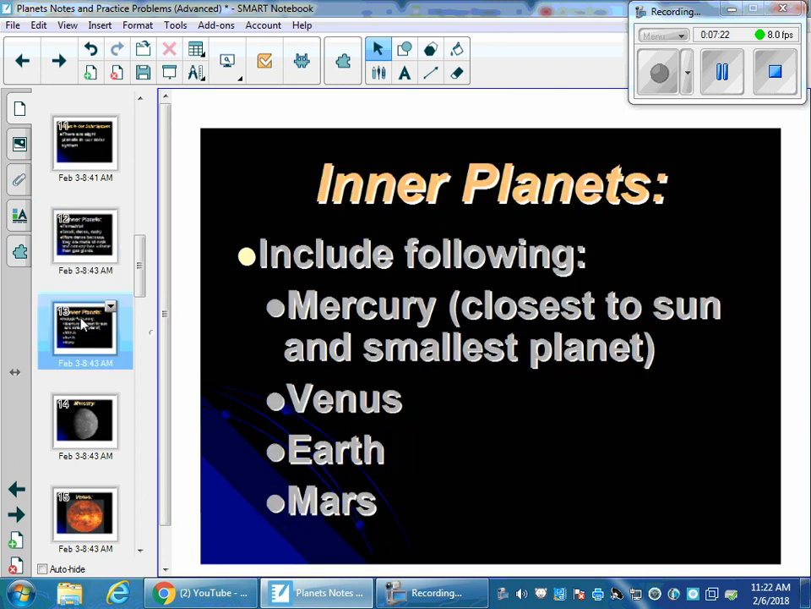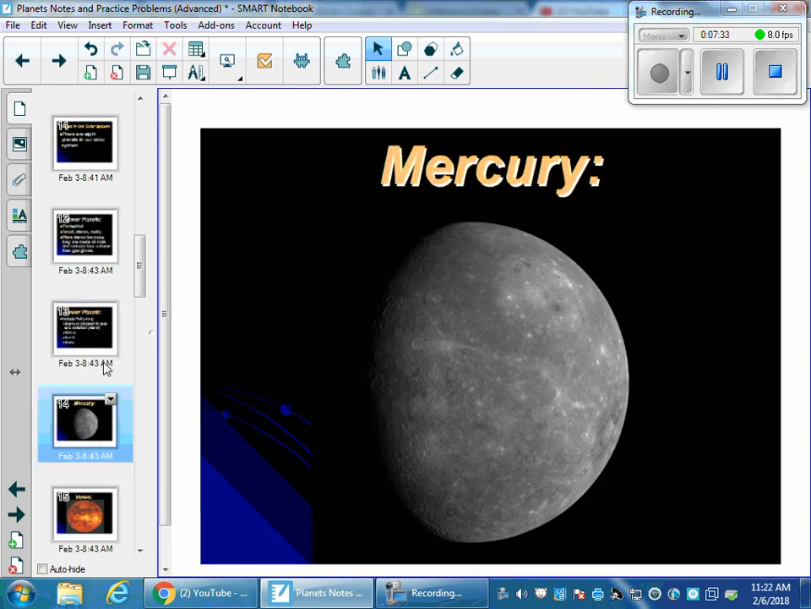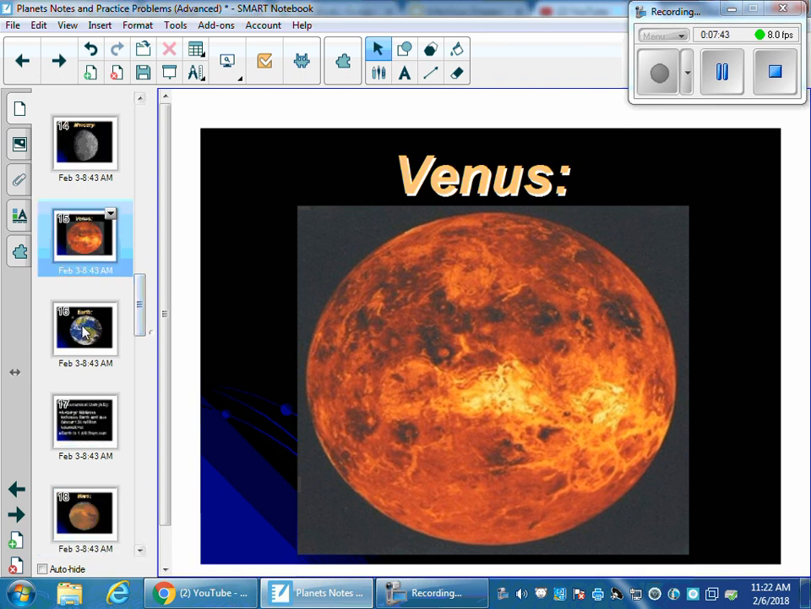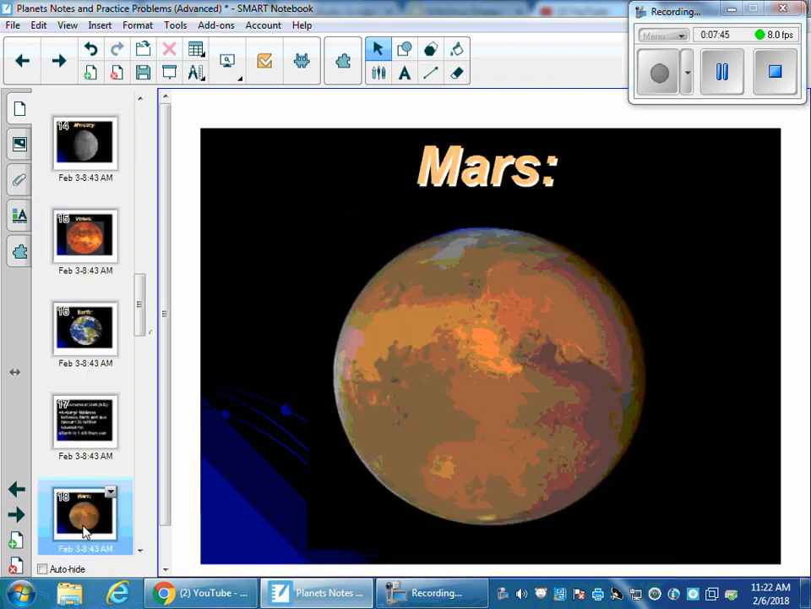There are 4 inner planets, or 4 terrestrial planets. They're in order here. Mercury, it is the smallest. It is also closest to the sun. And then after that, we have, so this is Mercury. This is what it looks like. Then next is Venus. And Venus is really well known for having this really crazy atmosphere that makes it very, very hot there. Earth, and then Mars.